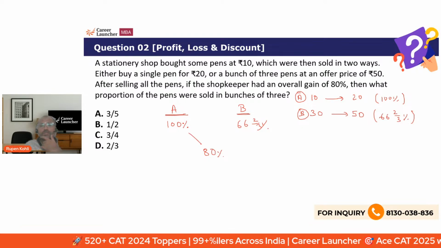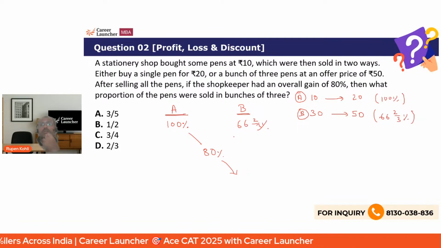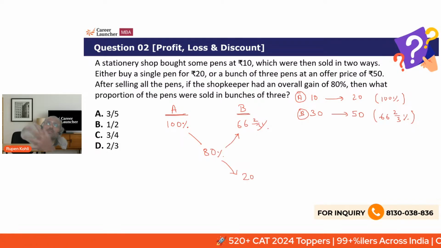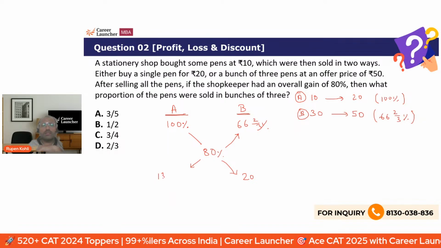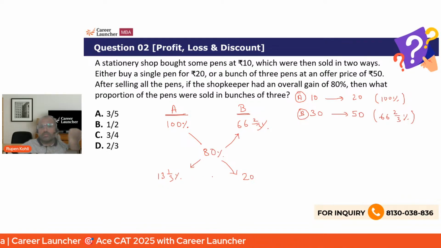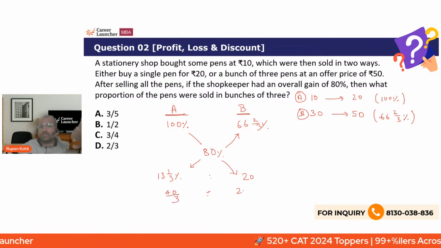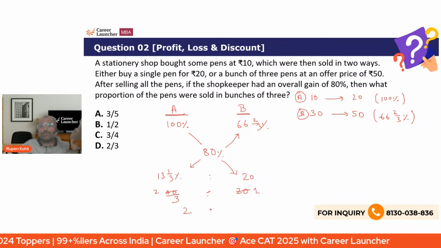So the crisscross difference rule of allegation will give us the ratio in which the two lots, the quantity of pens which were sold, right? 100 minus 80, 20. 80 minus 66.66 would be 13.33, or 13 1 by 3, or 40 by 3%. So the ratio is coming to be this. We need to simplify that, I guess. We can write this as 40 by 3 and this is 20. I can cancel 20 on both sides. So this is 2 by 3 is to 1, or simply 2 is to 3.